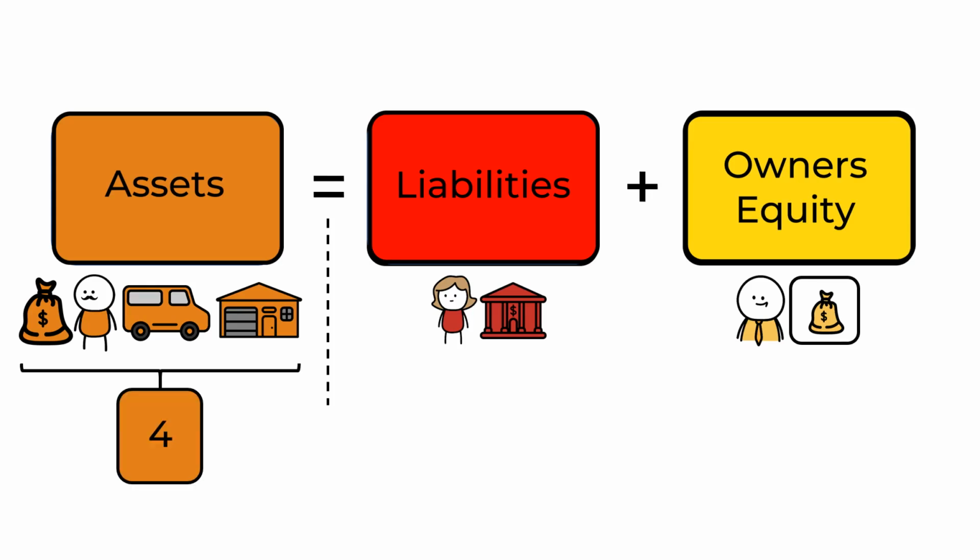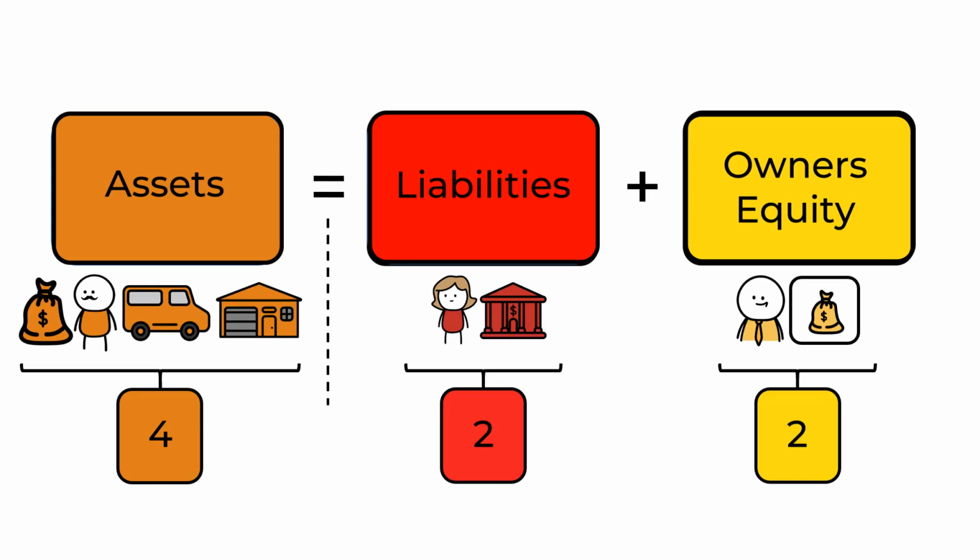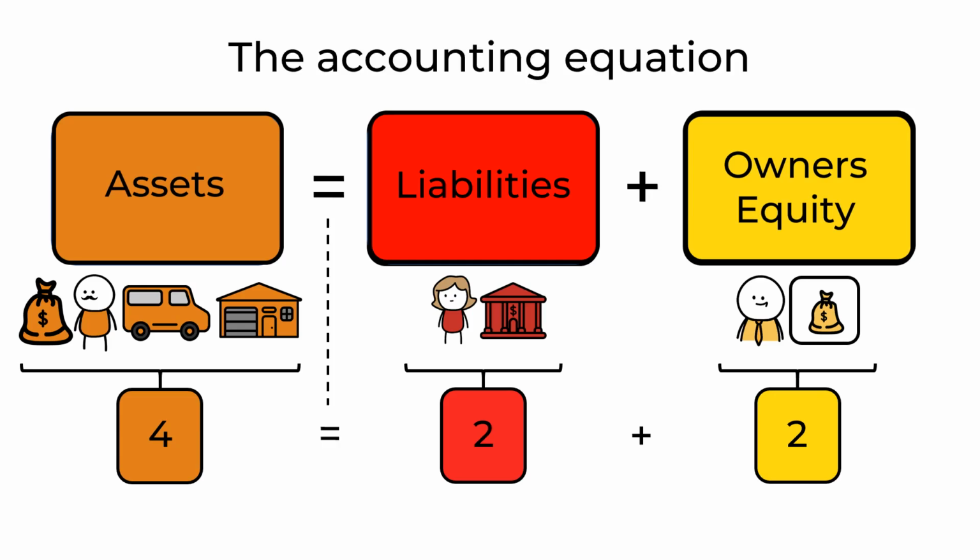So we have 4 assets here. We've got 2 liabilities. We've got 2 owner's equity. So 2 plus 2 equals 4. And this is our accounting equation where assets equals liabilities and owner's equity.